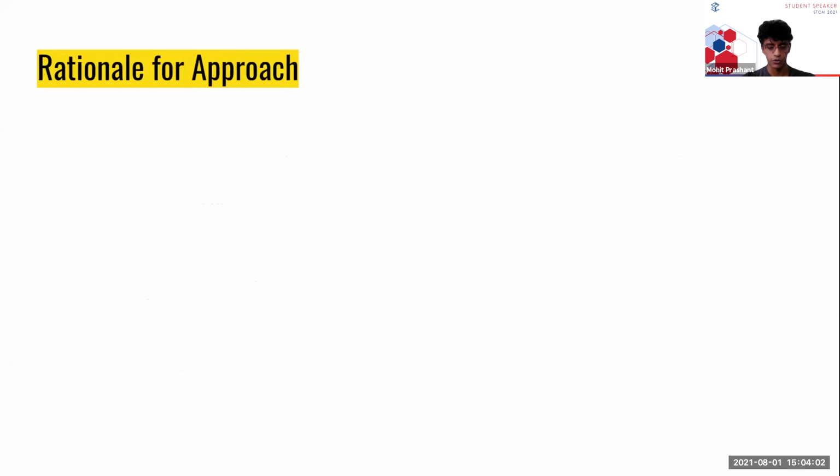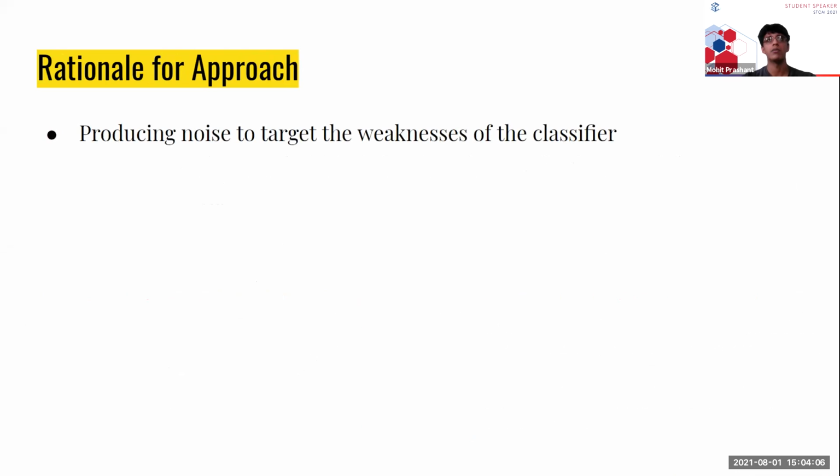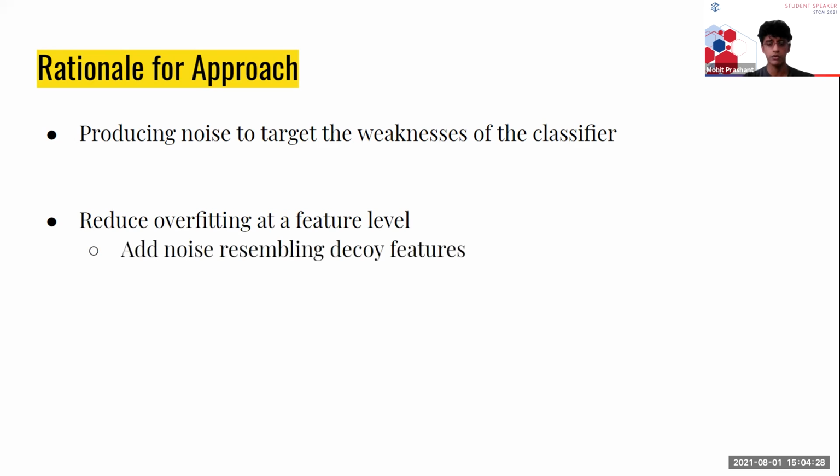So the rationale for the approach of this study was that producing targeted noise would better be able to challenge the classifier and thereby increase performance on unseen data. Secondly, as mentioned earlier, masking reduces overfitting, but adversarially targeting features causes us to reduce overfitting at a feature level. There's a few reasons for this.